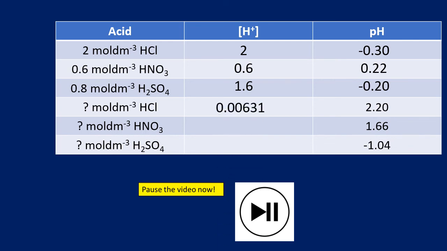Working back over then for the next ones, the H plus concentration, and that is the same as the concentration of the acid. Again, 10 to the minus 1.66 comes out at 0.0219, so there's your concentration of nitric acid, and again it will be the same because it's monoprotic. And finally, the H2SO4 concentration, H plus concentration 10.96, which means the concentration of sulfuric acid was half that value because it's a diprotic.